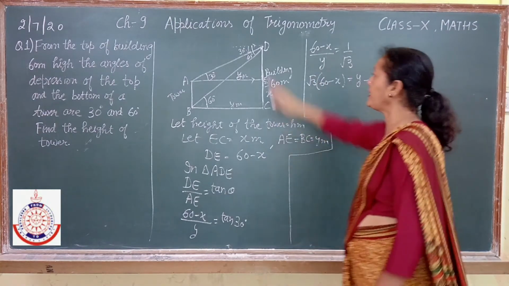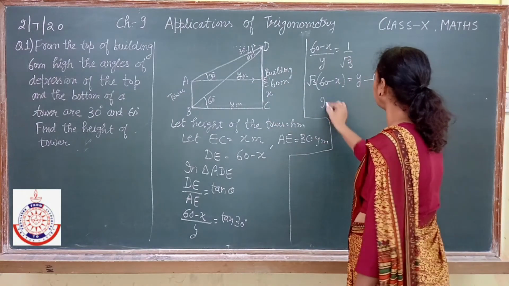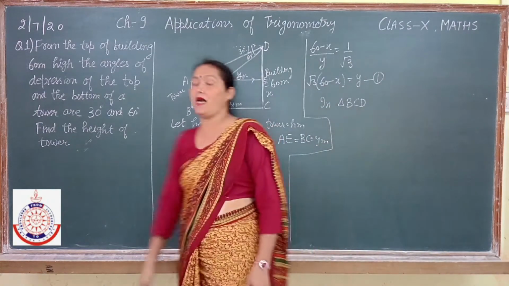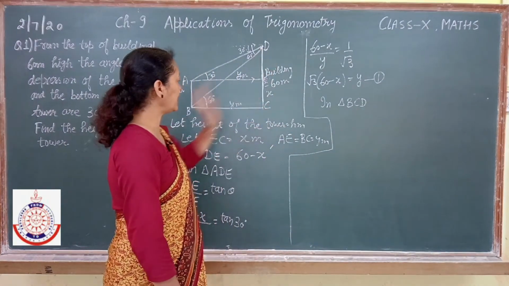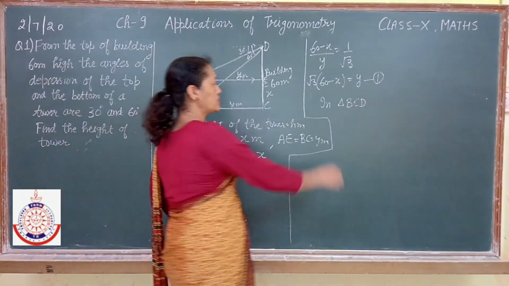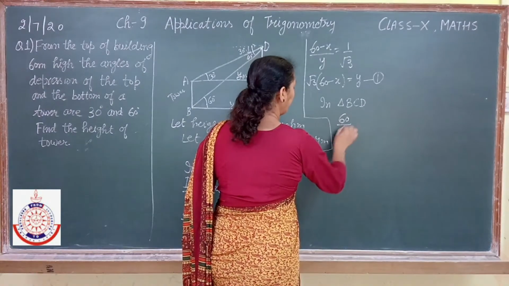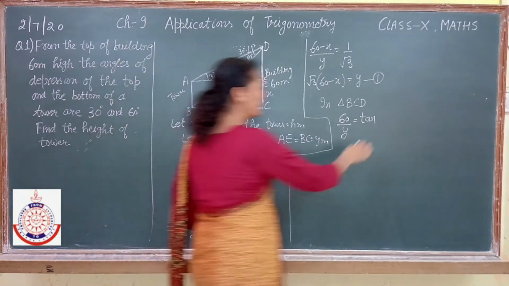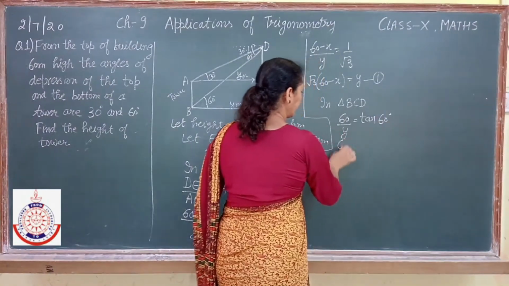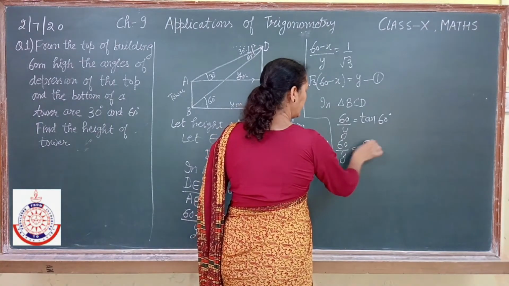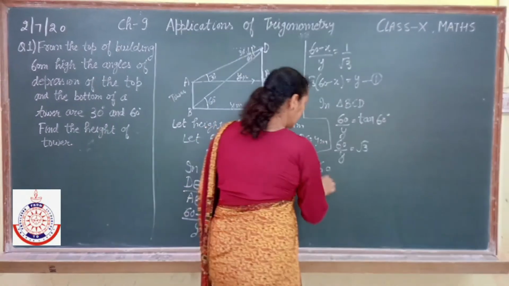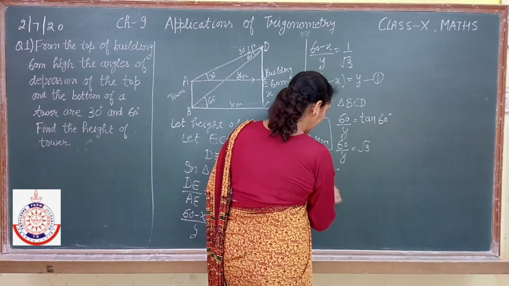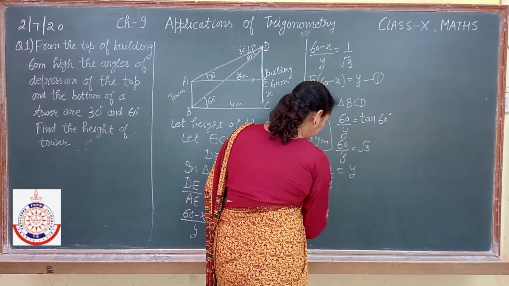Now, if we take triangle BCD, in triangle BCD, height is DC, that is 60, and BC is Y. So 60 upon Y is equal to tangent 60 degrees. Tangent 60 is root 3. Cross multiplication will give 60 upon root 3, with root 3 coming to this side, equals Y. And then rationalization.